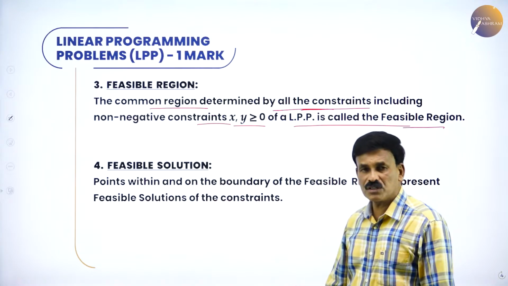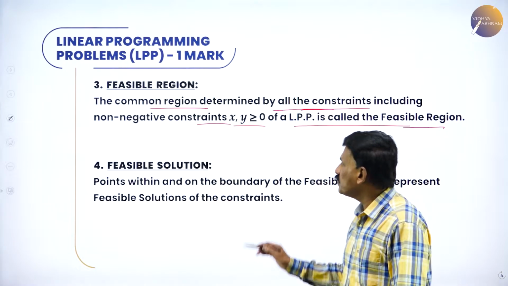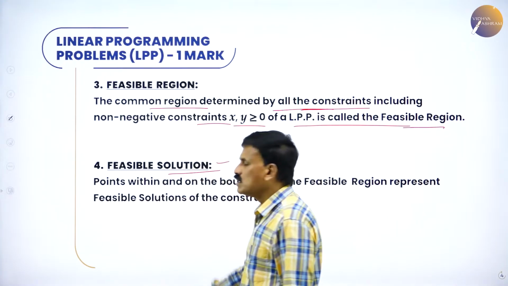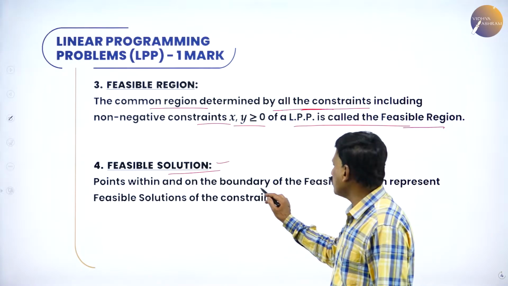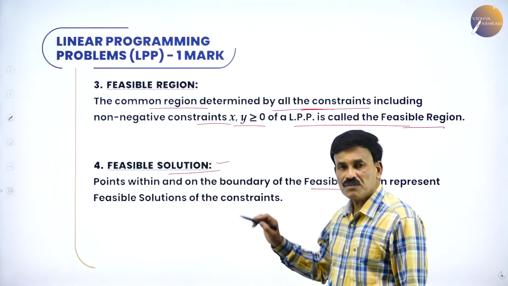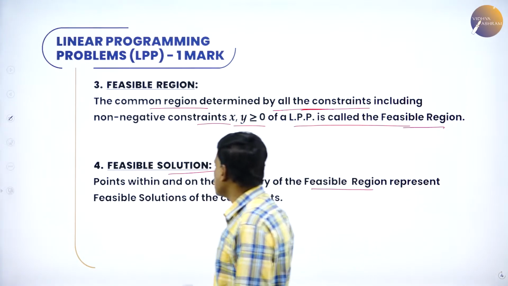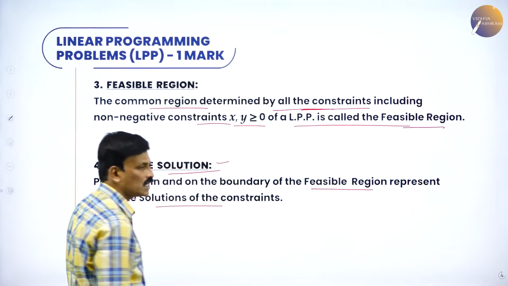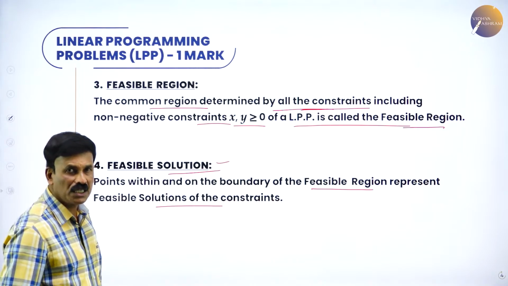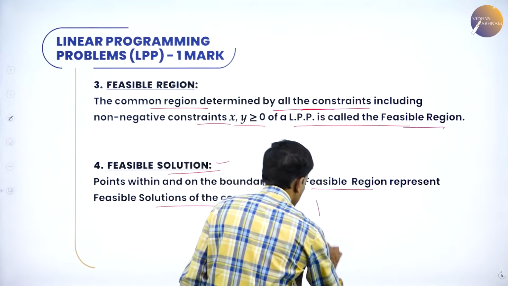Now, after knowing the feasible region, one should find the feasible solution. What is the definition of a feasible solution? The points within and on the boundary of the feasible region represent the feasible solution of the constraints. The points within and on the boundary of a feasible region.